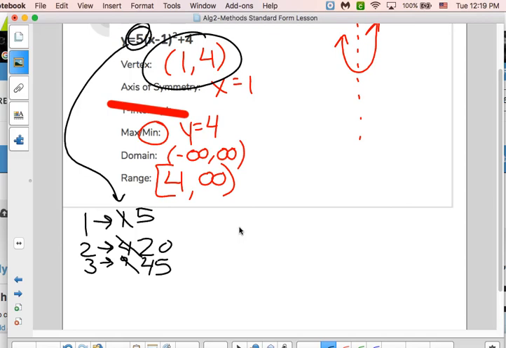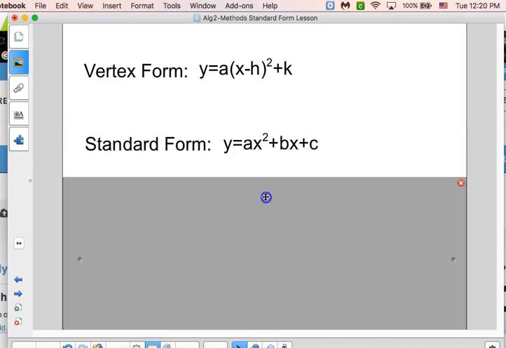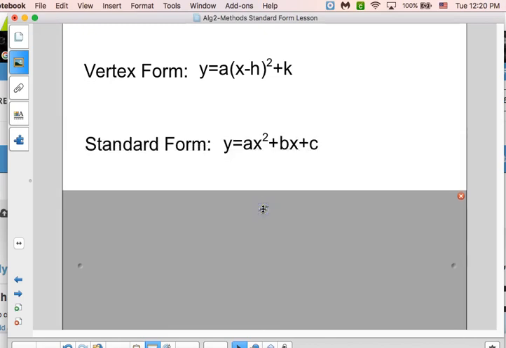Today we're going to go through a different version. Yesterday we looked at vertex form. So you guys know vertex form. You know that A is a stretch or a compression, and then what point is HK? Your actual vertex. What we're going to look at today, and this one you guys do need to write down, is standard form. So just write standard form and then copy down that equation.